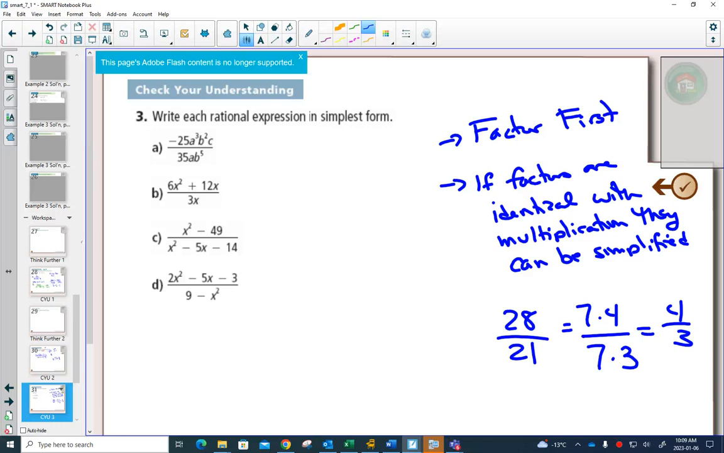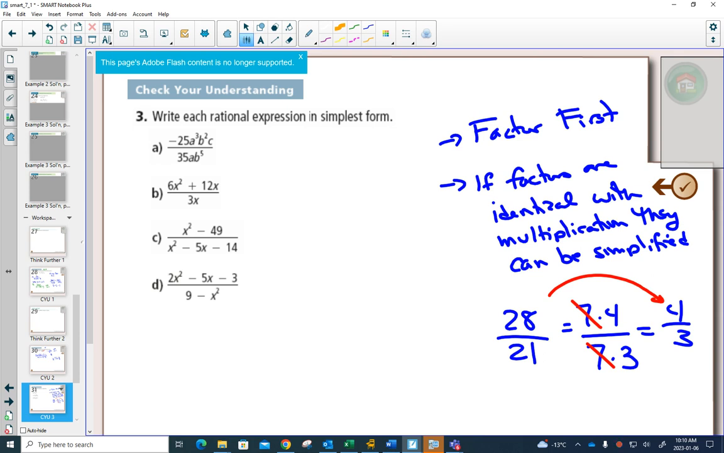So this second point: if factors are identical with multiplication, they can be simplified. And this step in between says, oh, I have a factor of 7 on the top and a factor of 7 on the bottom. I'm multiplying because I have 7 times 4 and 7 times 3. I can simplify by saying 7 divided by 7 is just 1. And multiplying by 1 doesn't matter, so I can simplify those 7s. And I just get 4 over 3. But since you're pretty good at numbers by now, you skip that step and go directly to here. But we won't be able to skip that step in algebra as easily.